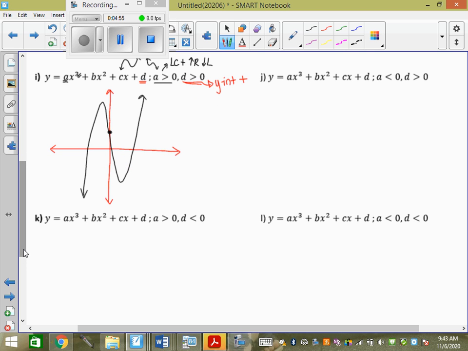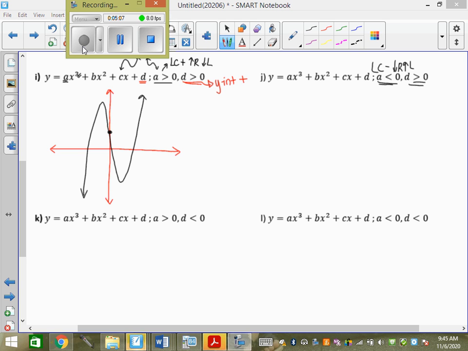So for this one, we have a negative leading coefficient, so I'm down on the right, up on the left, and my y-intercept is positive.